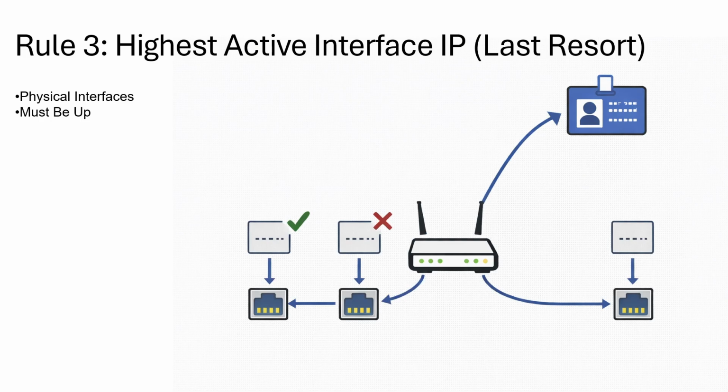Now, rule 3. If there is no loopback, it chooses the highest IP address on an active interface. That's the physical interface. If you have no manual ID and no loopback interface, OSPF falls back to the physical interfaces that are up, and again it chooses the highest IP address, so highest active interface IP is the third priority. That's a selection order you must know: manual router ID, highest loopback IP, and highest active interface IP.